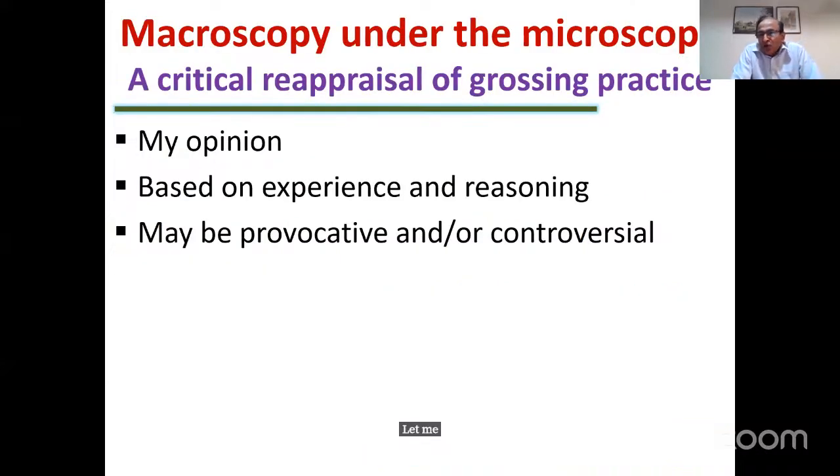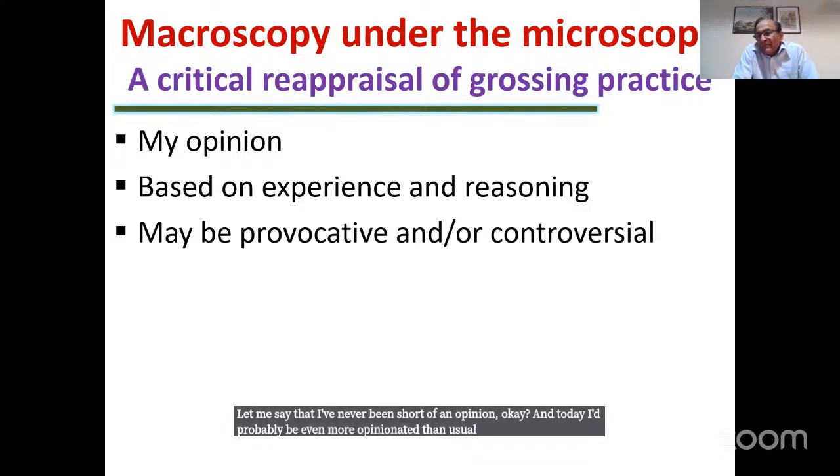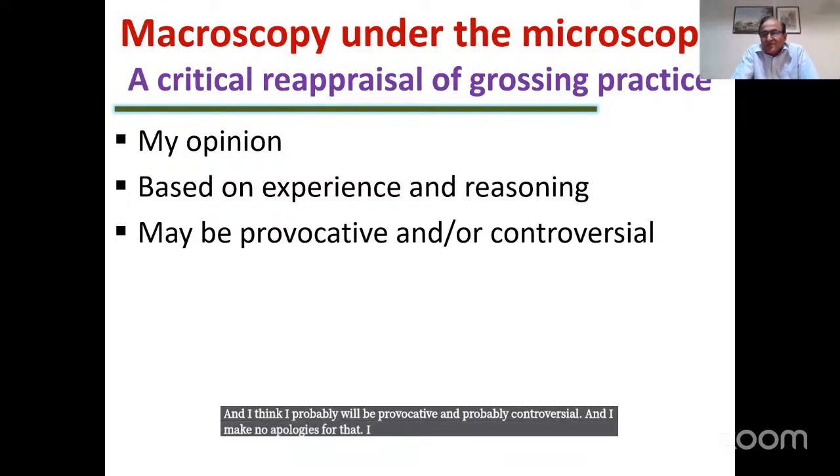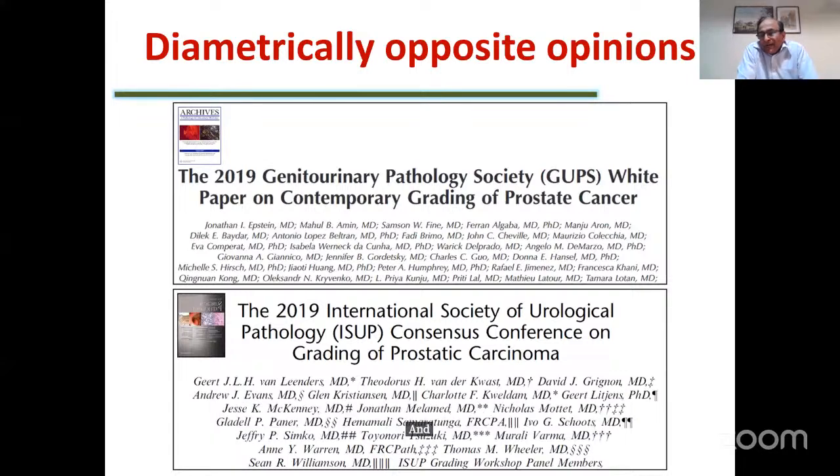Let me say that I've never been short of an opinion, okay? And today I'd probably be even more opinionated than usual. But I'm giving you my opinion based on my experience and reasoning. I think I probably will be provocative and probably controversial, and I make no apologies for that. I think it's important for us to discuss and debate these issues, and it is perfectly okay to disagree. In medicine in general, pathology in particular, and I suspect GU pathology especially, it's very common to have diametrically opposite opinions from experts. So we've got these two large expert groups in GU pathology that publish conflicting recommendations. So what do you do when you have these diametrically opposite opinions?